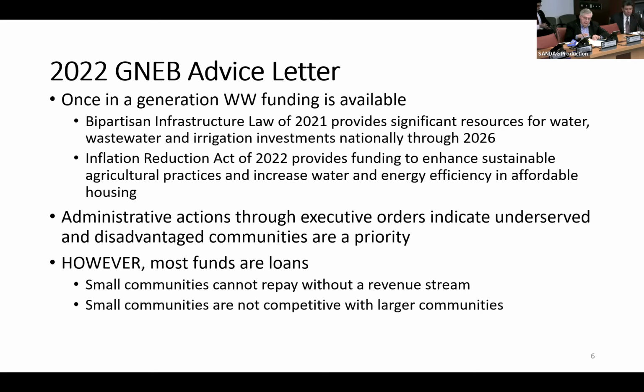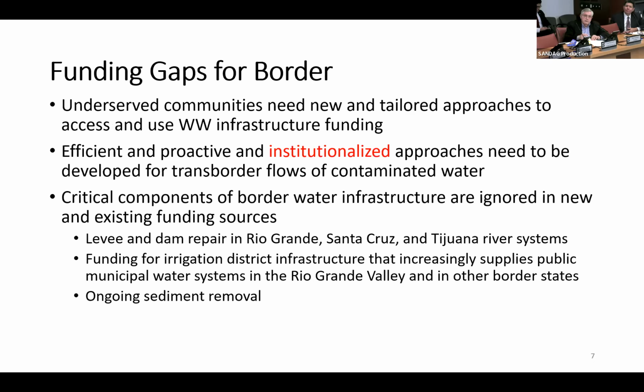So what we need to do, next please, is to find better ways to meet the needs of underserved communities with new and tailored approaches. And we think a lot of this can be done by rule changes of federal agencies and state agencies, because a lot of the monies go to the states through revolving funds and then come down to the local communities. So that would help. We need to develop institutionalized approaches that are efficient for dealing with cross-border spills. And we simply haven't done it. The reality of the border has outgrown the institutional structure to deal with the issues that we have on the border.